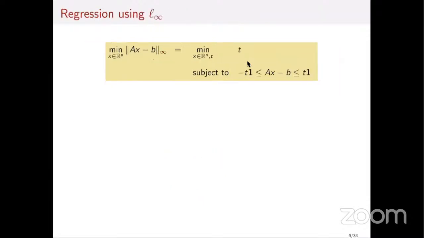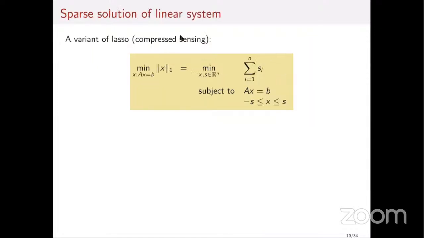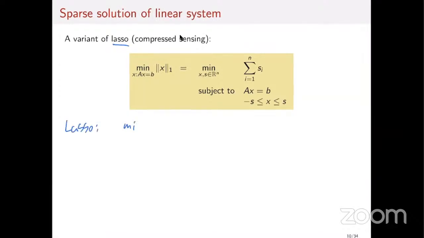So you can do, let's say, if you wanted to do a regression with infinity norm, obviously I will not write this again. This is exactly what I just mentioned. So this is equivalent to the infinity norm of AX minus B being less than t. And so that's yet another problem that's a variant of Lasso. So remember that the Lasso problem was to minimize 1/2 of the norm of AX minus B squared plus lambda times the L1 norm of X.